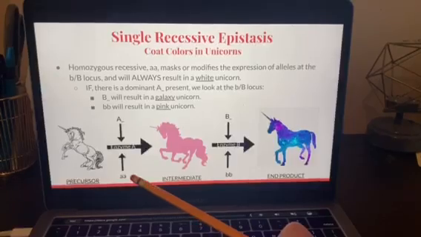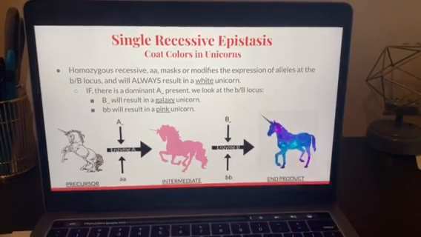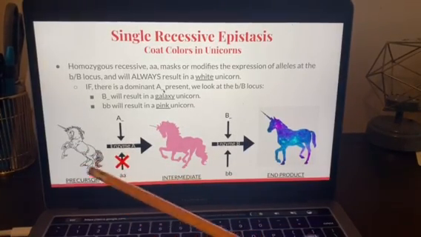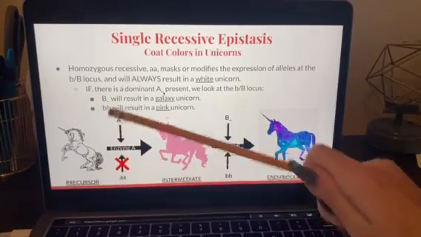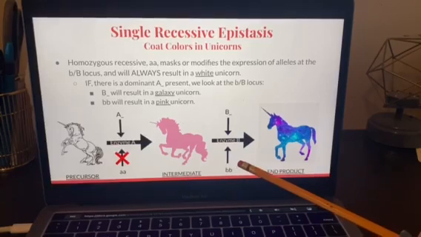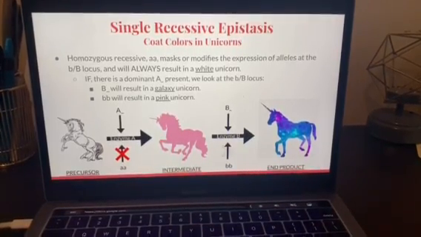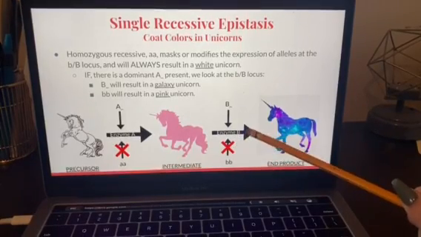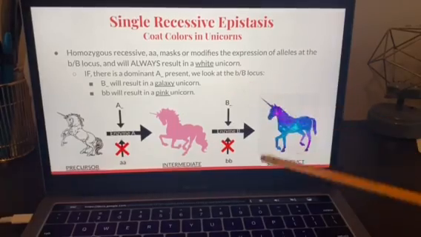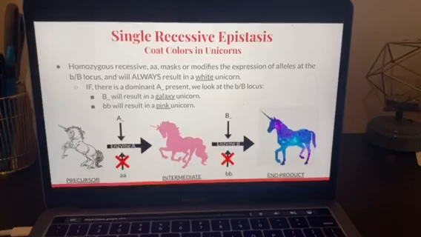If we have 2 little a's, we lack our enzyme A and cannot move forward in our pathway. Therefore, we'll be stuck at our precursor with a white unicorn. However, if we do have a big A, we can continue on and look at our enzyme B. If we have 2 little b's, we'll be stuck at our intermediate and not move forward because we lack our enzyme big B, and we'll have our pink unicorn. However, if we have a big B, we'll have our end product with a galaxy unicorn.